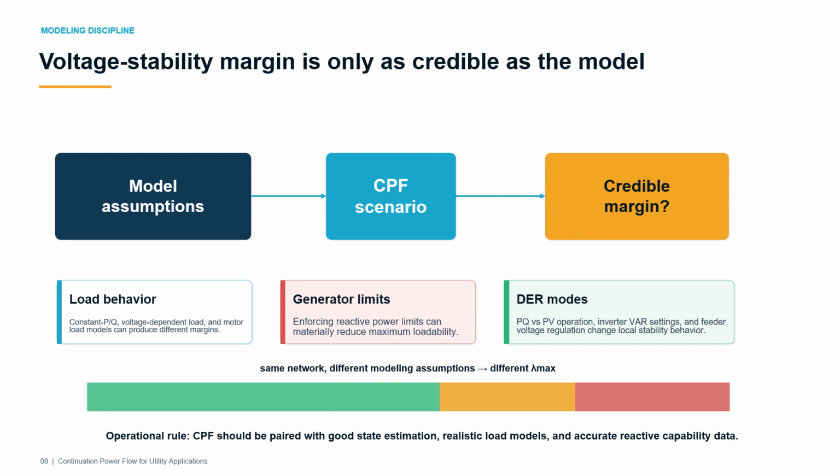CPF margin is only as credible as the model behind it. Different load models can produce different margins. Constant power loads, voltage-dependent loads, and motor loads may all affect the result. Generator reactive power limits are also critical because ignoring them can make the margin look better than it really is. DER operating modes, inverter VAR settings, and feeder voltage regulation can also change the calculated voltage stability limit.